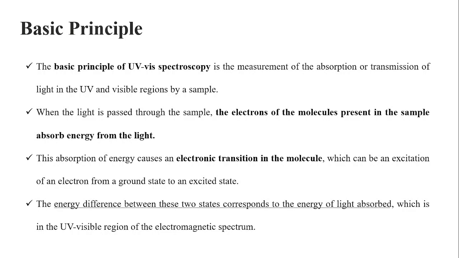When any light is passed through the sample, the electrons of the molecules present in that sample absorb energy from this light. And this absorption of energy causes an electronic transition in the molecule, because of which these electrons get excited and the transition of those electrons occurs from ground state to an excited state. And the energy difference between these two states corresponds to the energy of light absorbed, which is the UV visible region of the electromagnetic spectrum.